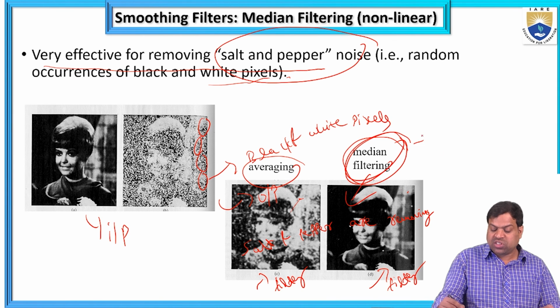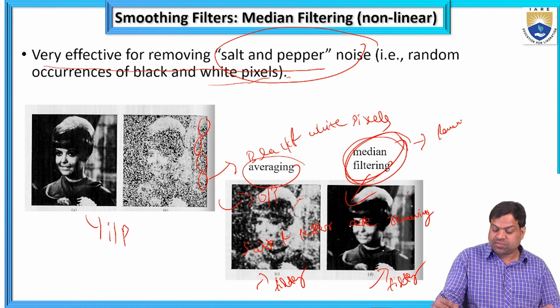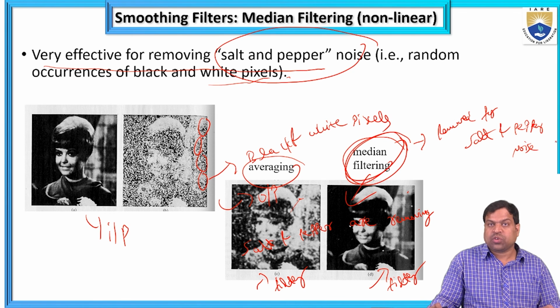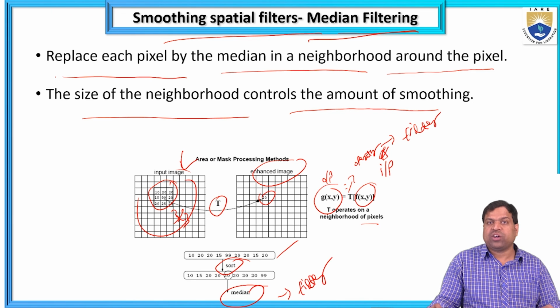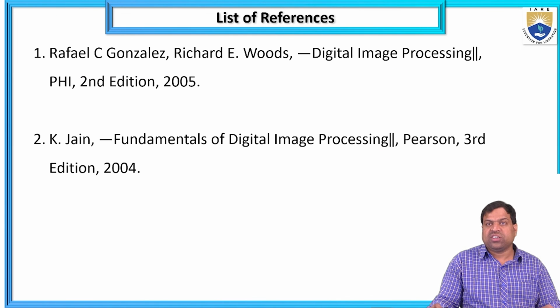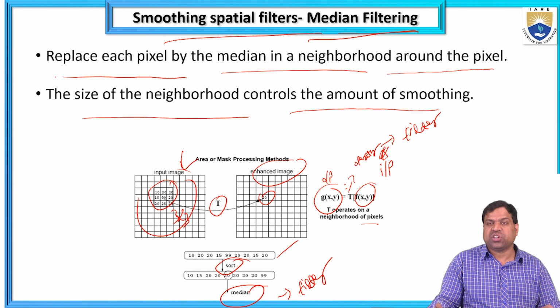Okay, and the smoothing spatial filter here means replacing each pixel by the median in a neighborhood around the pixel. The size of the neighborhood controls the amount of smoothing. Okay, it is one example, and these are the list of references. Okay, that was about the smoothing spatial filter.